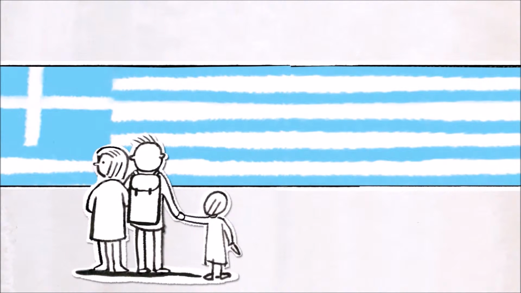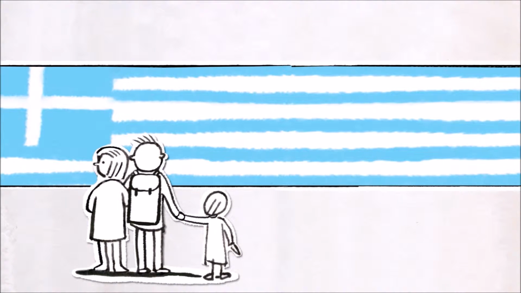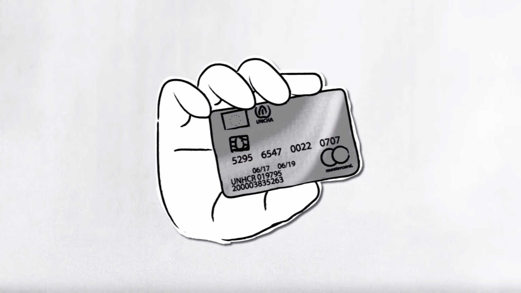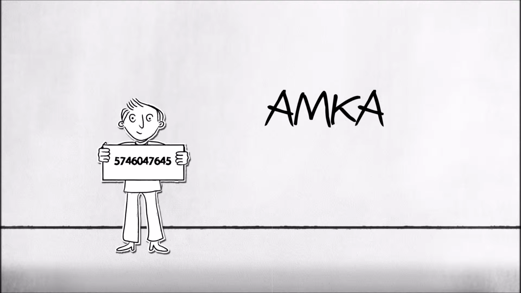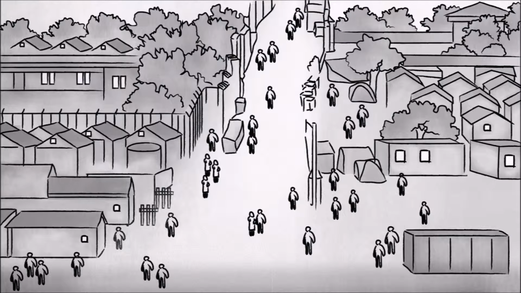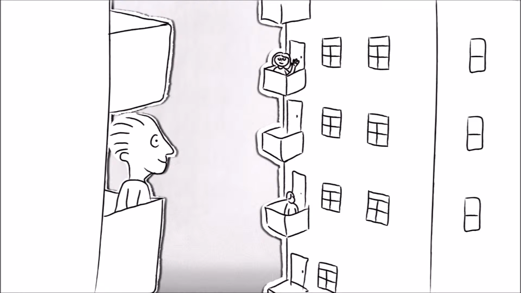Pre-registration gives you certain rights. You can live legally in Greece until the Asylum Service has made a decision on your asylum claim. You can move freely in Greece. You can access the cash programme. Your children can go to school. You can get a social security number, AMKA. You are entitled to stay in a camp or accommodation on the mainland for free. You can choose to live in accommodation that you pay for yourself.